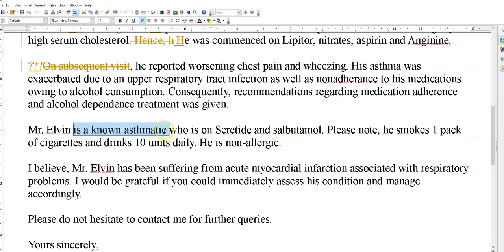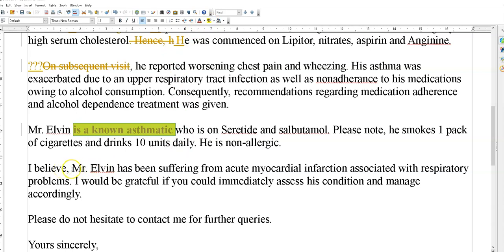So you could have said Mr. Elvin is on Seretide and salbutamol for his asthma. Please note he smokes. So we kind of guessed that he's a known asthmatic because you've told us twice. So I would change that. Don't really need it. I believe.